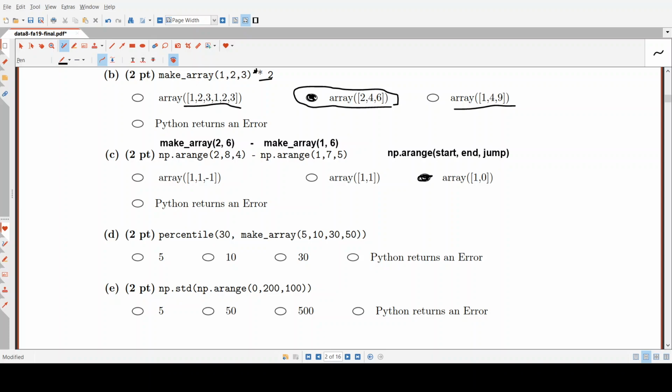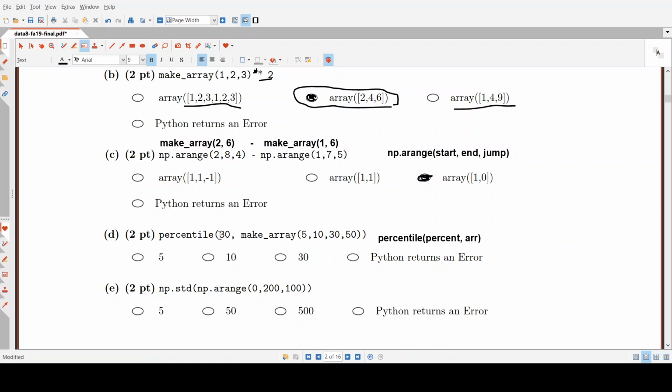Now we can move on to part D. So it's percentile of 30, comma, make array of 5, 10, 30, and 50. The percentile function takes in two arguments. The first element is which percentile you're taking, and then the second one is just an array, right?